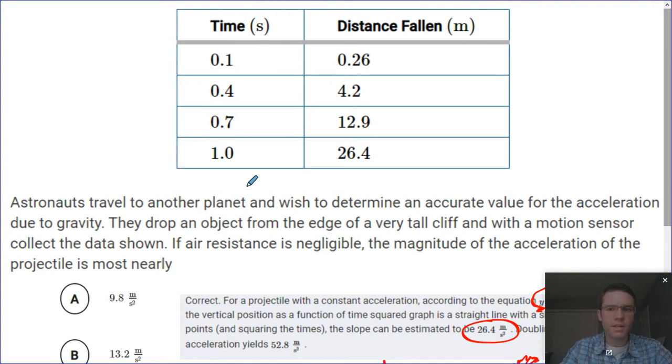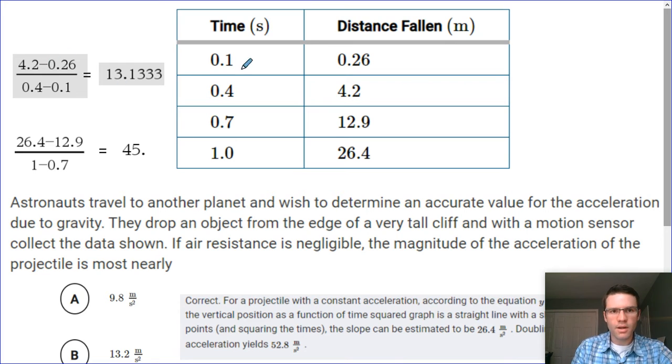So here's the first thing you would want to do with your data. You would want to take your 2 time periods here, and I'm going to take both of these and calculate the average velocity between these two. Well, velocity is v equals your change in displacement, x, over your change in time. I have time here, and I have my displacement, the distance that's fallen. So I'm going to take my 4.2 minus 0.26, my change in x, divided by my change in time, 0.4 minus 0.1. And I get this. This would be meters per second. And this would be an average velocity for the time period 0.1 to 0.4.